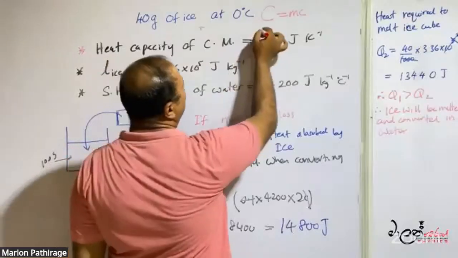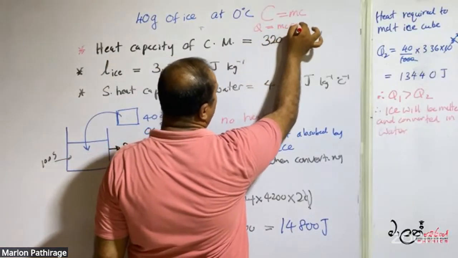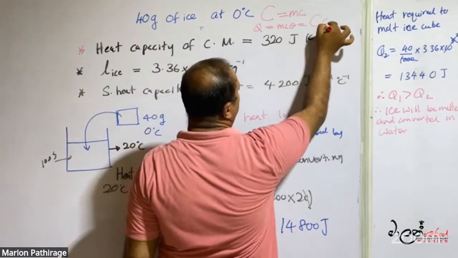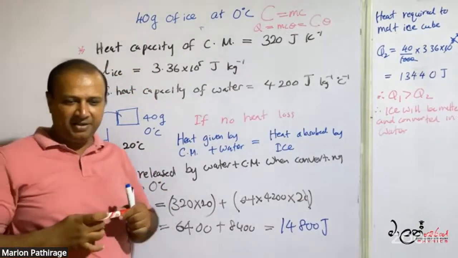Therefore, Q equals mcθ. Without writing mc, I can write Cθ, the heat capacity multiplied by θ.